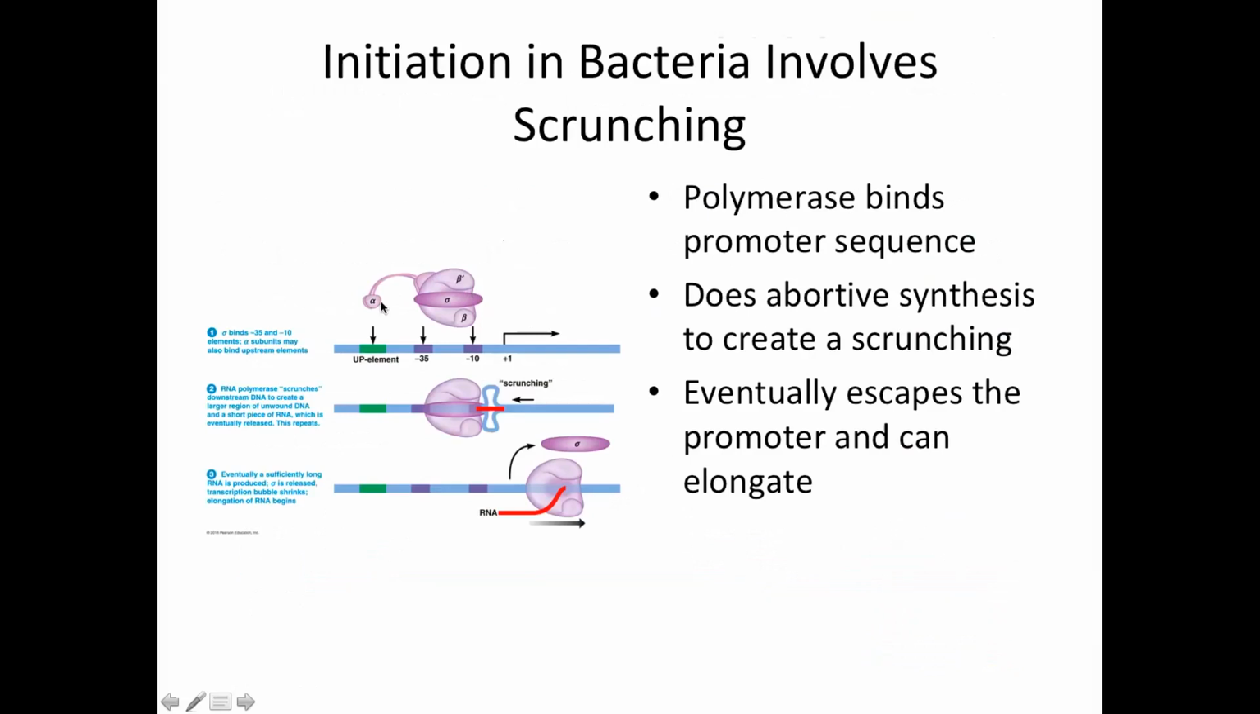Initiation in bacteria is going to involve some scrunching. So that sigma region is going to bind to our up element upstream of our promoter region, where the alpha beta parts are going to bind to those consensus regions at -10 and -35. And the polymerase will start to synthesize a strand of RNA using complementary base pairing to the DNA sequence. However, it'll do something called abortive synthesis, where it moves forward and then backwards and forwards and backwards, and it creates this extra amount of mRNA, this scrunching. And it will do this until it gets enough energy to escape the promoter and to begin elongation.